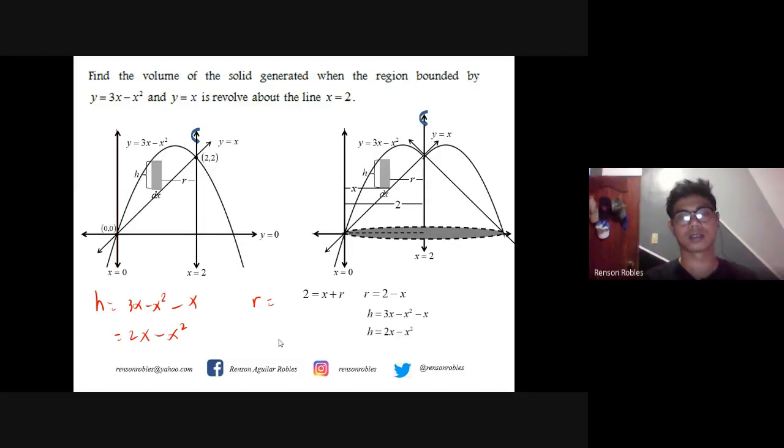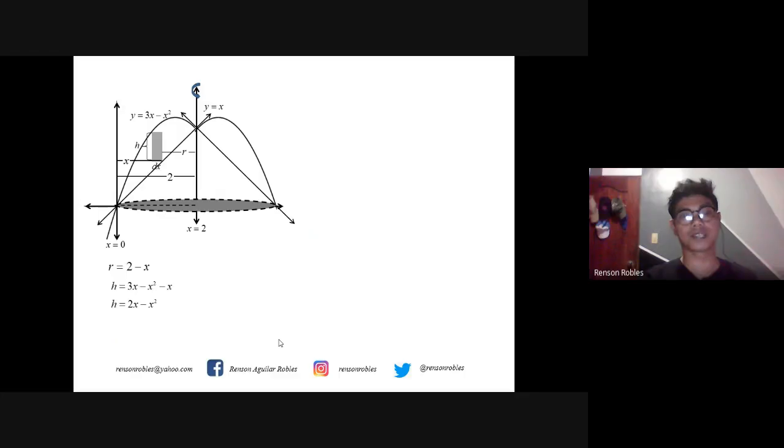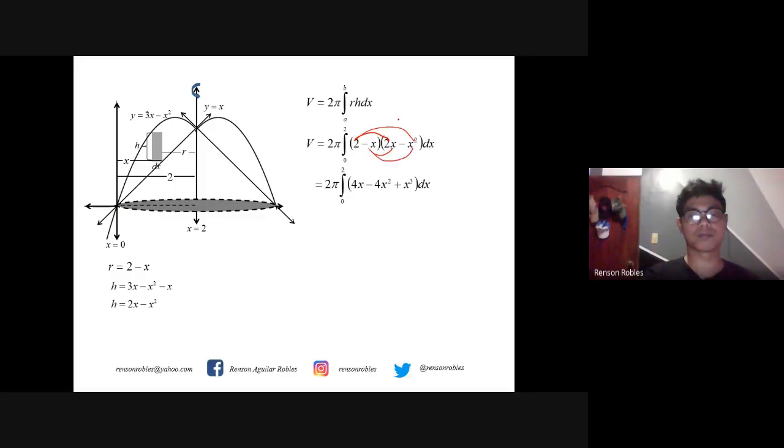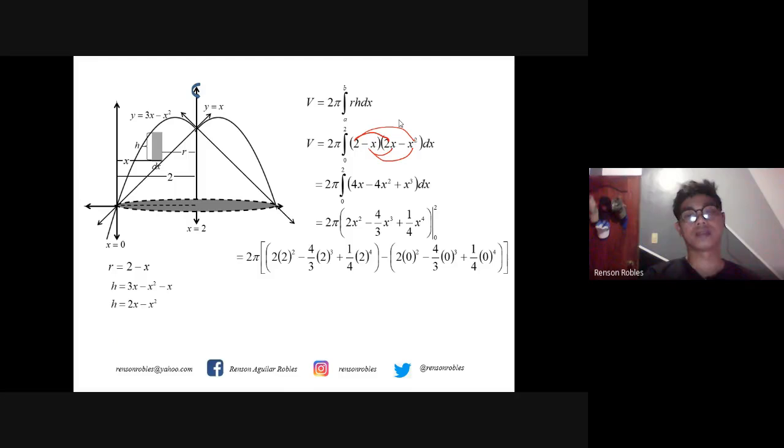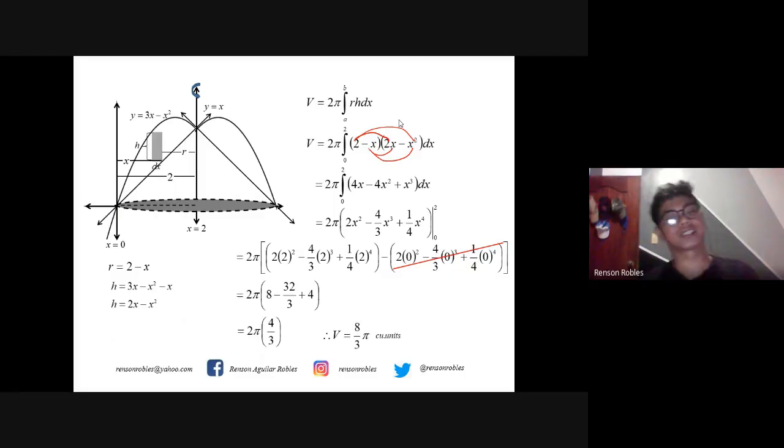Okay. So we have this volume again. I'll not focus on the integration. You just multiply this 2 by FOIL method. So this is 4x, negative 2x squared, negative 2x squared, then positive x cubed. Integrate, then evaluate, and you'll have 8 pi over 3.